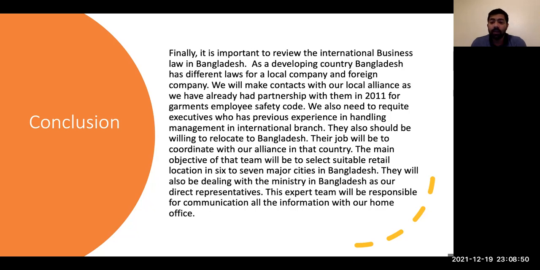This expert team will be responsible for communicating information with our home office.